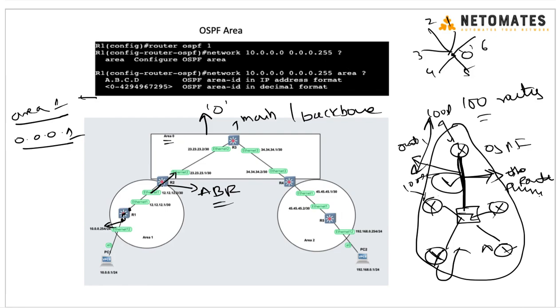So on R2, the command will be a little bit different because one interface, 12.12.12.0, is on area 1, but 23.23.23.0 is on area 0. So this is on area 1, this is on area 0. When you give the network command, just make sure that whatever network you are defining and the related interface are in the correct area.